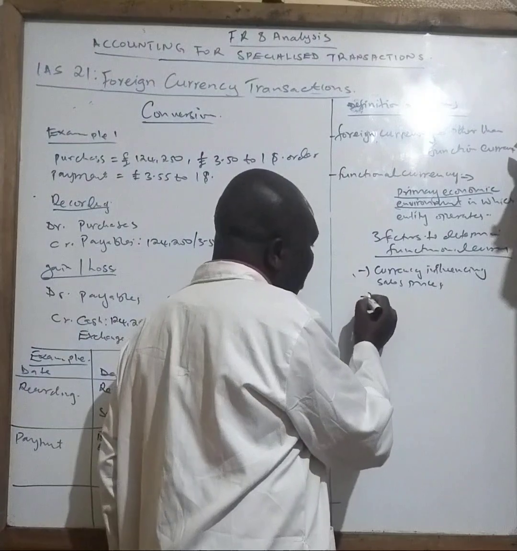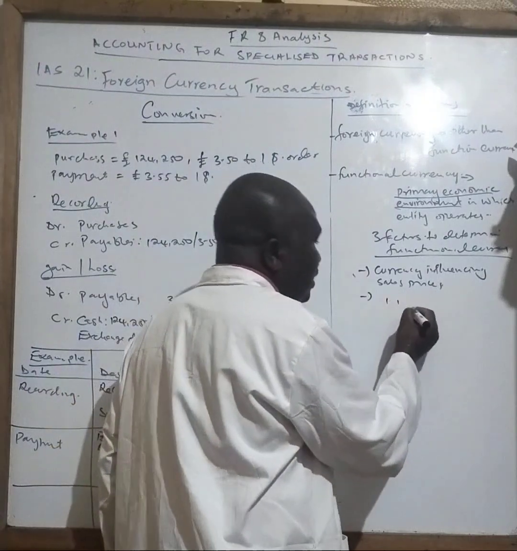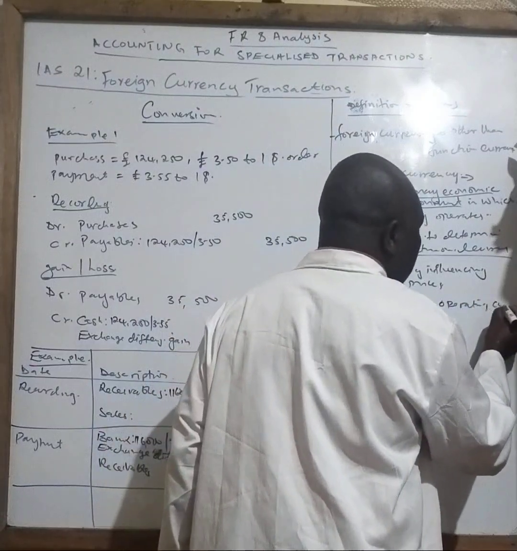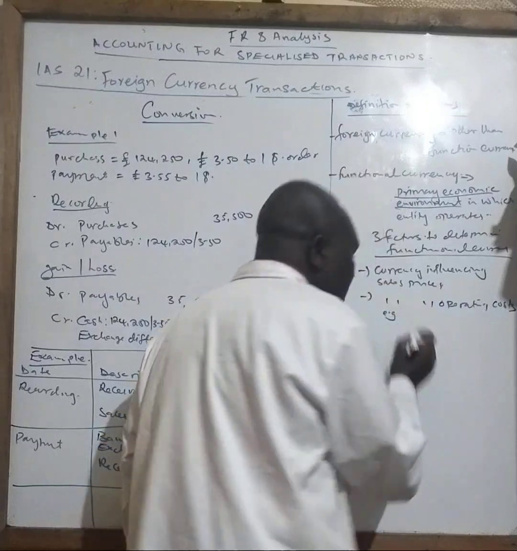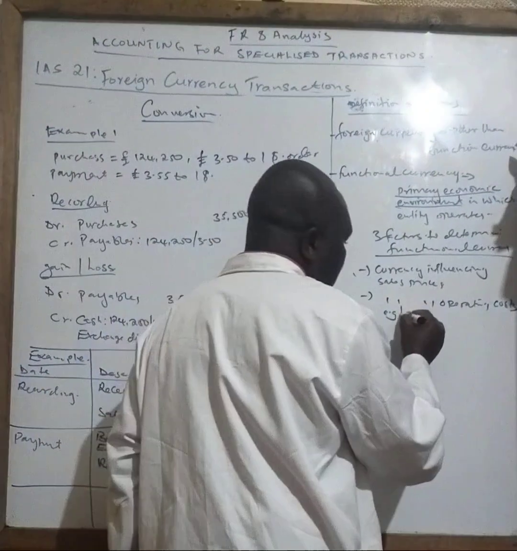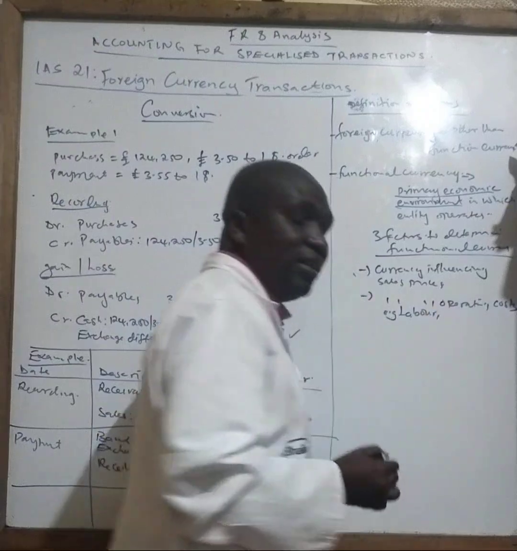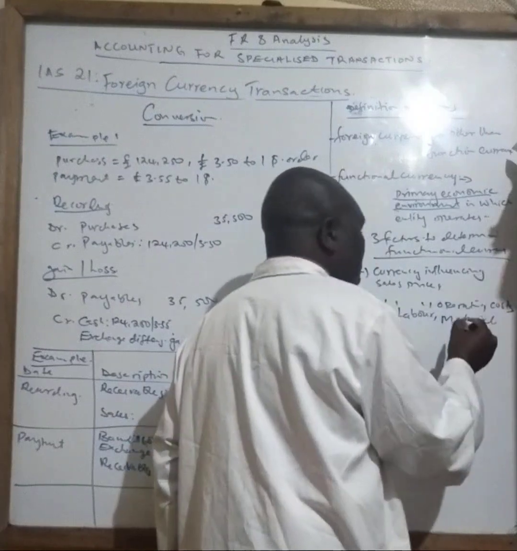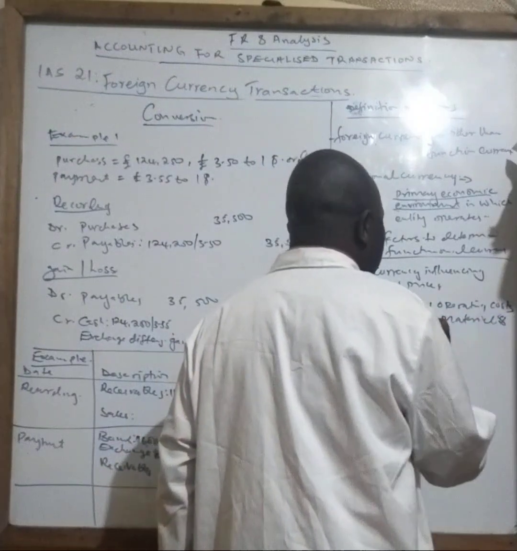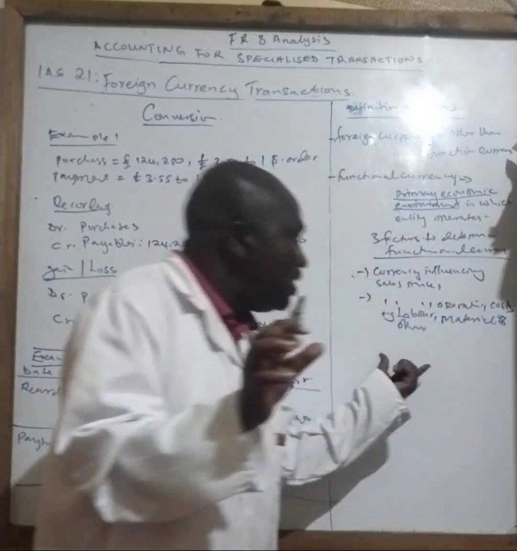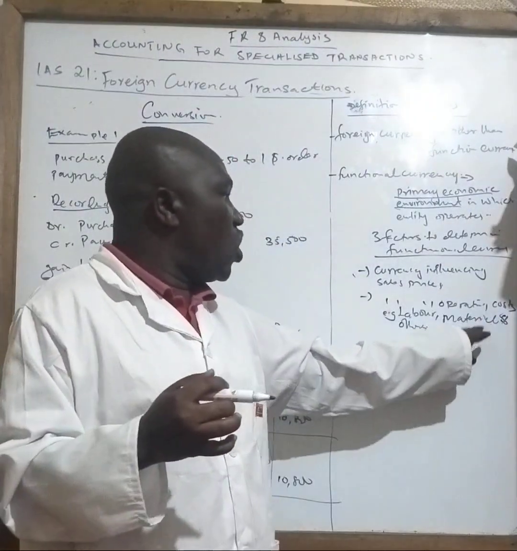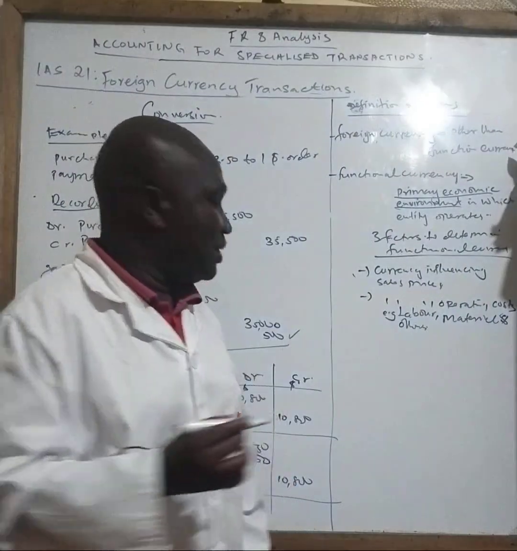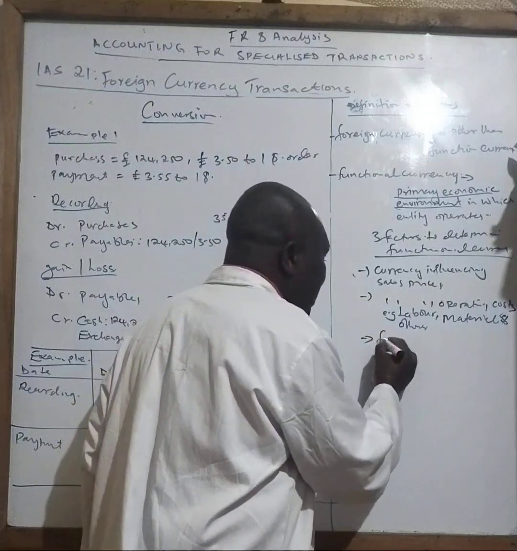Number two is the currency influencing operating costs. Operating costs, in this case, you are talking about labor cost, correct? You're also talking about material cost and others. So the currency that is being used to pay the costs will be used now to determine the functional currency. The third one is what they call finances.